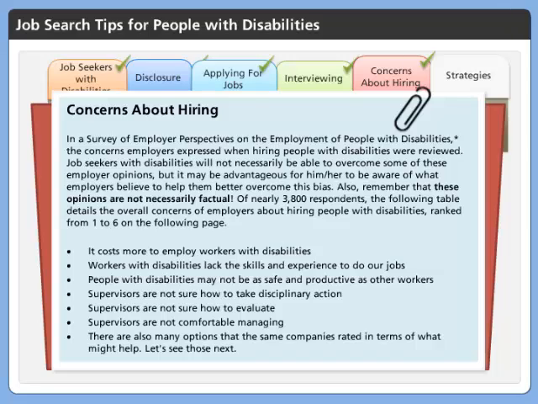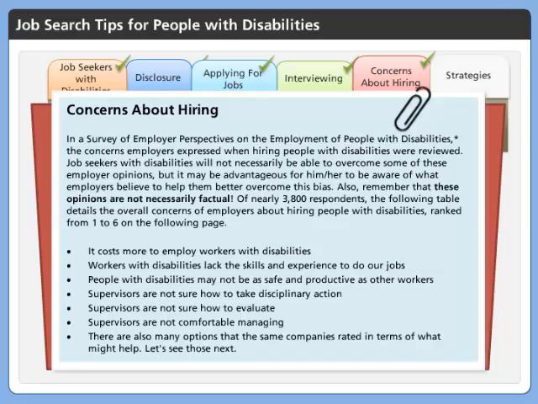It costs more to employ workers with disabilities. Workers with disabilities lack the skills and experience to do our jobs. People with disabilities may not be as safe and productive as other workers. Supervisors are not sure how to take disciplinary action. Supervisors are not sure how to evaluate. Supervisors are not comfortable managing.